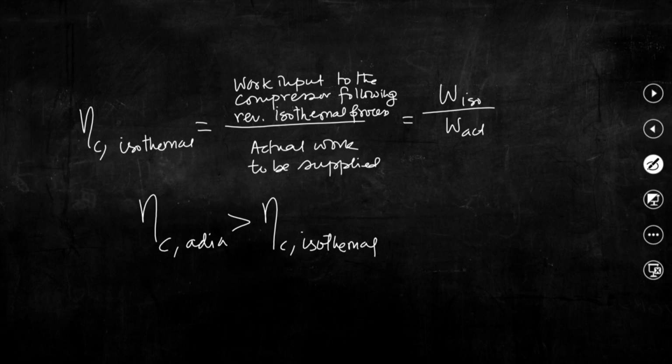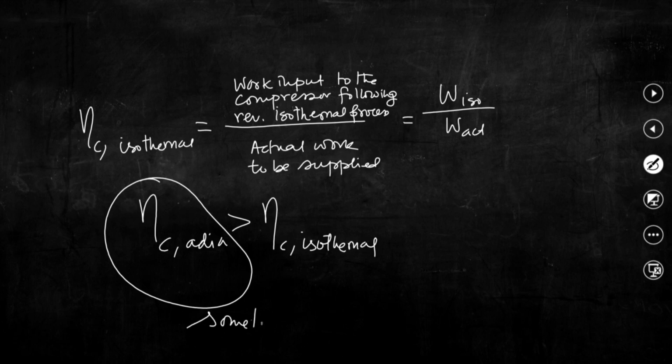Right. Now, sometimes it is even greater than 1. Eta compression adiabatic is greater than 1. So, that is what we can see.